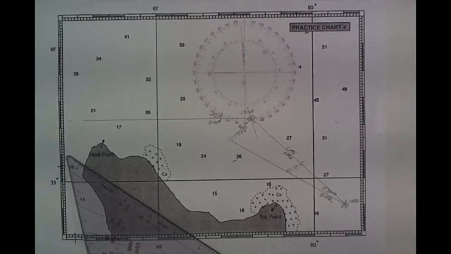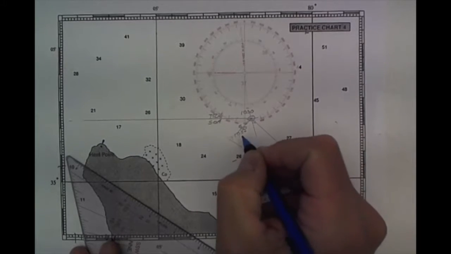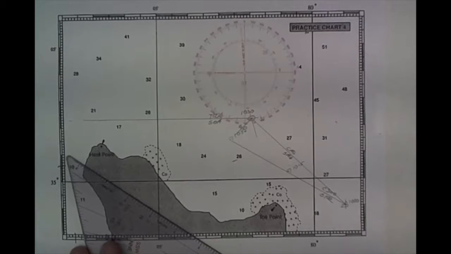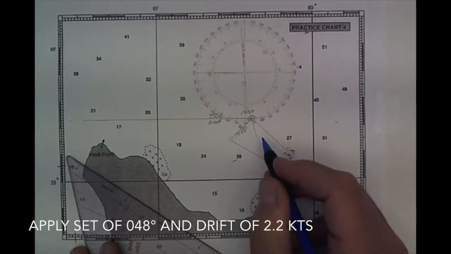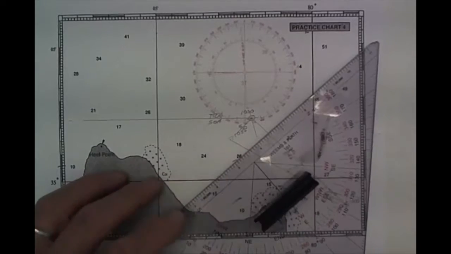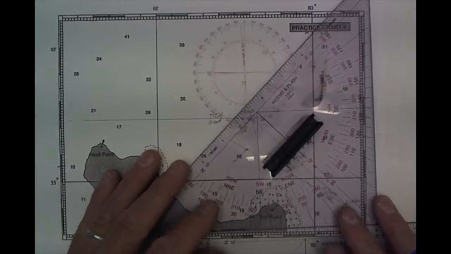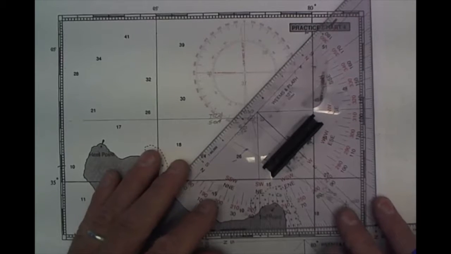So the first thing we're going to do is apply our set and drift. We're going to take our set and drift from our known position and apply that same set and drift we just determined, which is a set of 048 degrees at a drift of 2.2 knots. So we'll apply this from the 1030 position.